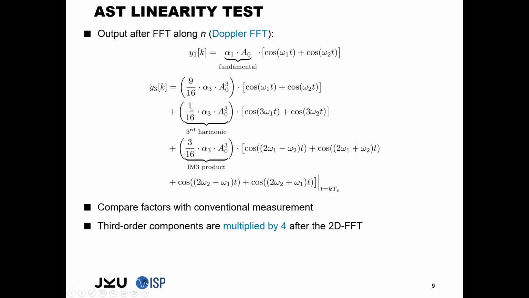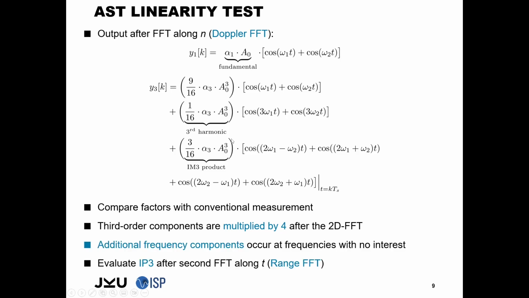But we can see that 1/16 and 3/16 must be multiplied by 4 to actually get the power components, as we saw before with the conventional measurement and the two-tone measurement. And then we can evaluate the IP3 value after the second FFT along T, the range FFT. So the range FFT of y1 and the range FFT of y3. And then we can calculate or measure P1 and P3 again and calculate IP3.